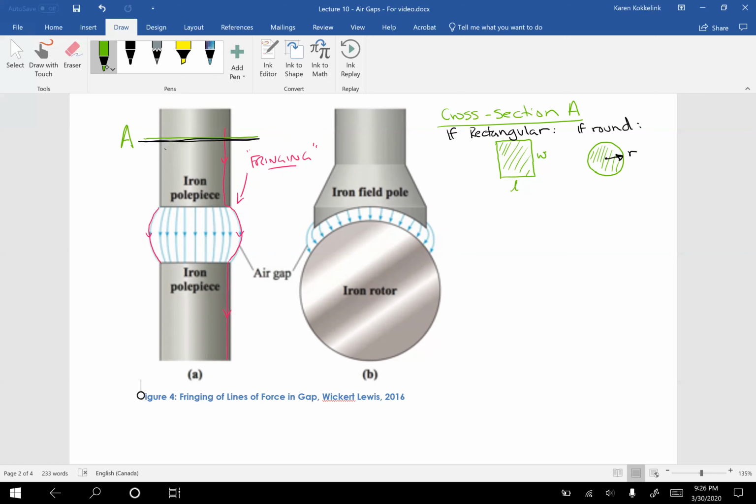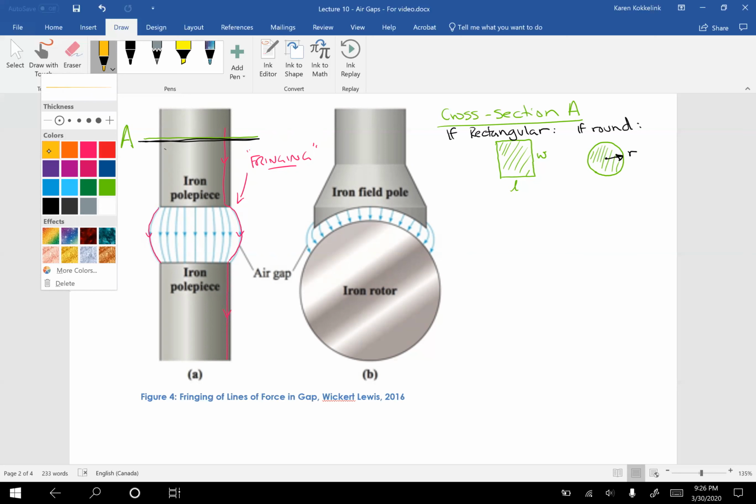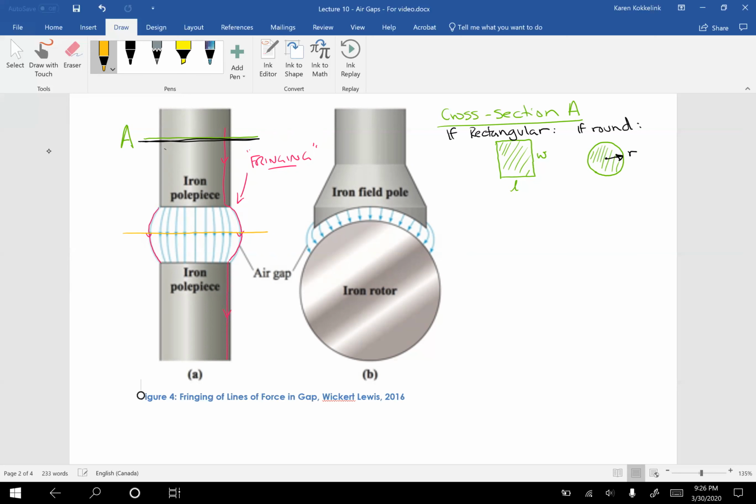Now let's cut a section called B. Let's cut a section in the middle of the fringing, section B. If I cut section B, let's look at the cross section B. If it were rectangular, if this iron pole piece were rectangular, and let's look at if it was round. If it were rectangular, it would have a cross section that is rectangular. Or as I drew here, special case of rectangle that is square. If it is round, it would be round.